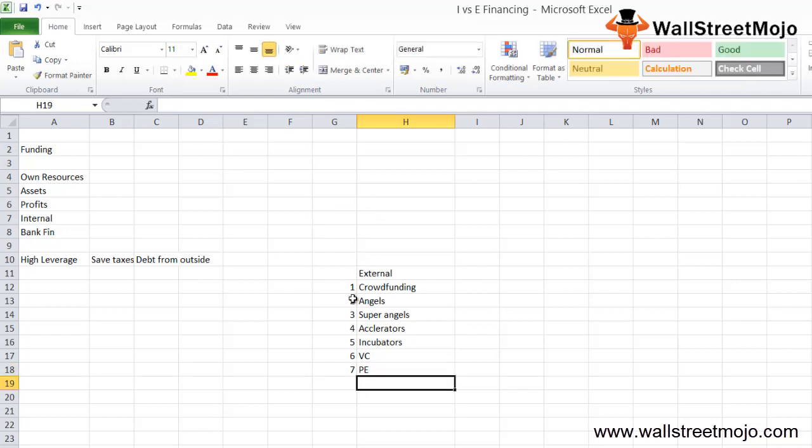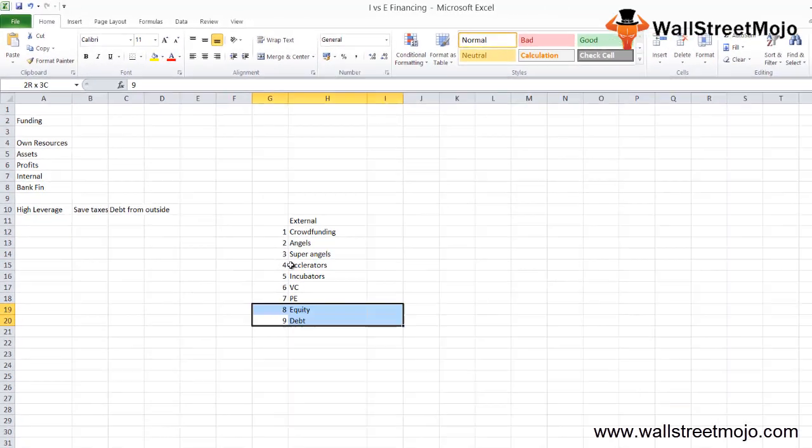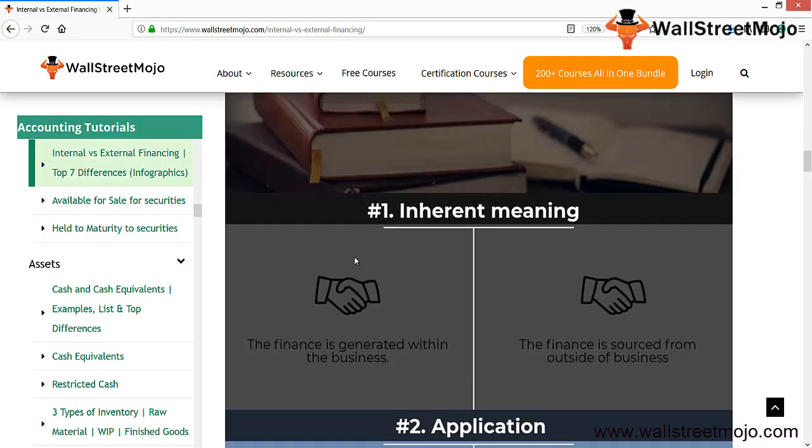There's one more, equity and what we call debt. So these are the major bifurcations that I've given, starting from the most renowned ones, the hot topics, to the traditional ones that I've written over here, as you can see. So inherent meaning: generated within the business, can be from your own sources, from your own funds, from your assets, and so on and so forth.